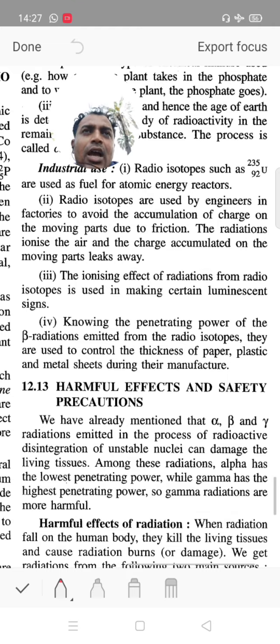Another use is the ionizing effect of the radiation from radioisotopes, used for making certain luminescent signs. It is used for luminescence, meaning it can be seen from a long distance. So it gives a preferred sign or symbol.